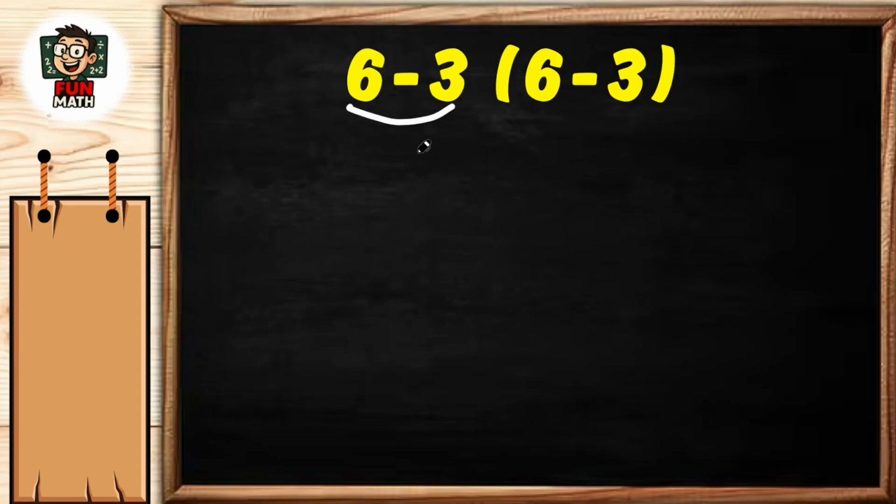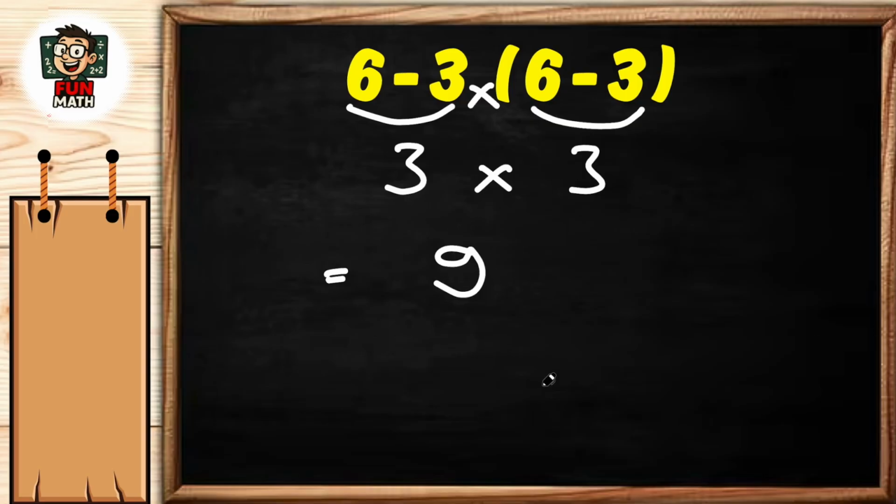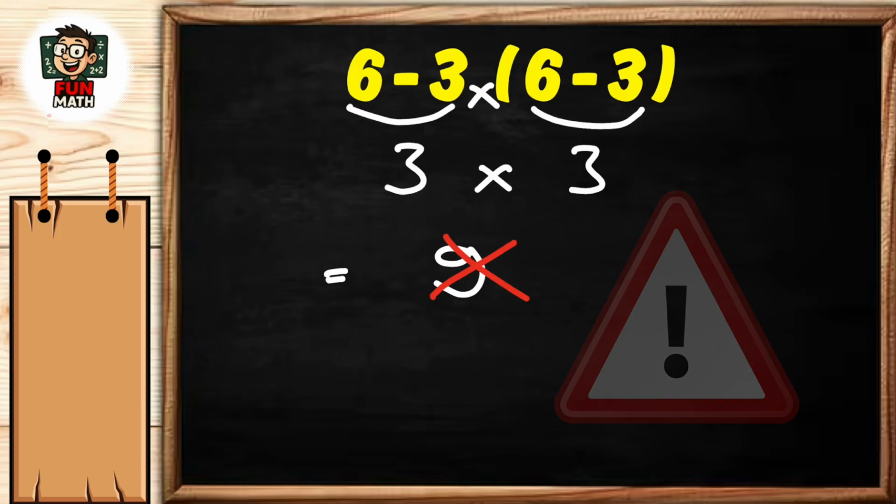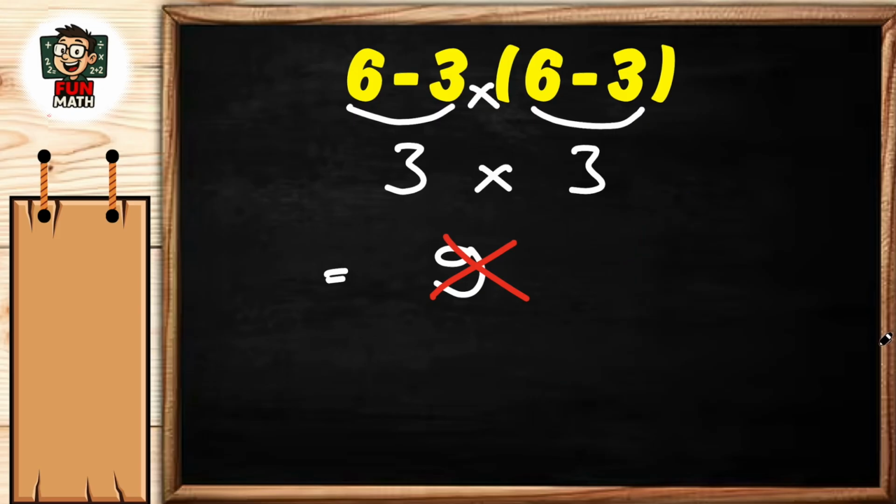6 minus 3 equals 3. There is hidden multiplication. Now multiplication, 3 times 3 equals 9. If you solve it this way, you made a mistake because we didn't pay attention to order of operations.